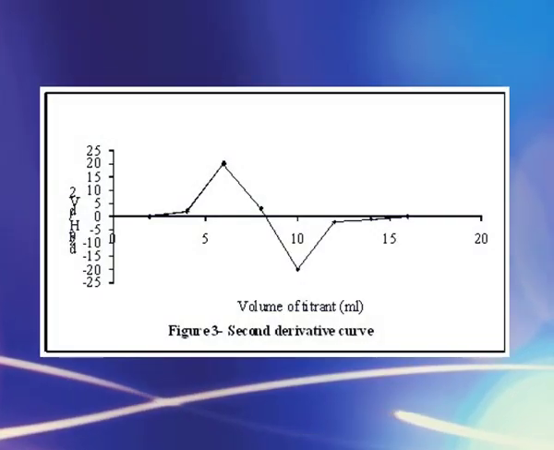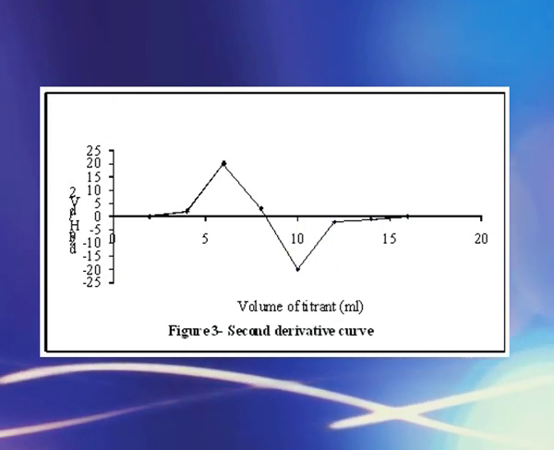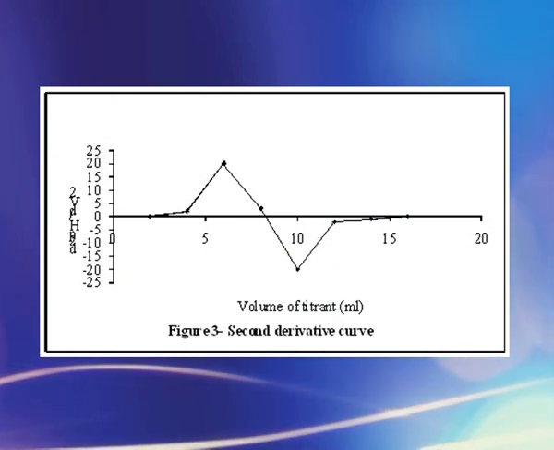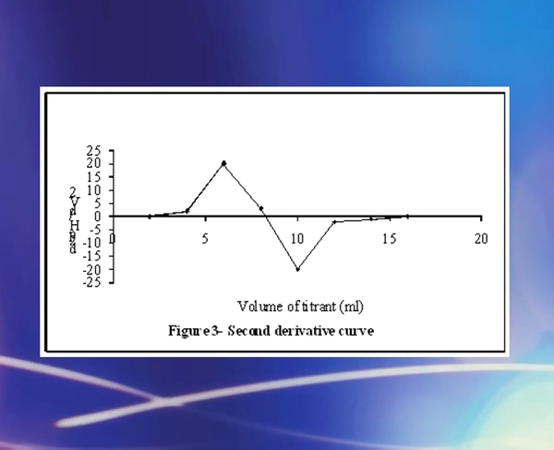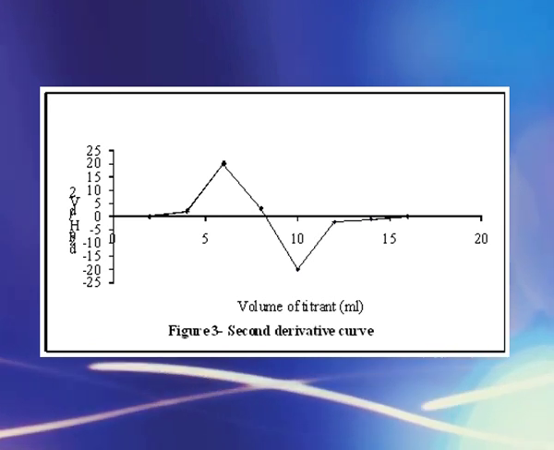Coming to our next figure 2, the second derivative curve. In the second derivative curve, we plot the slope of the first derivative curve, that is delta square E by delta V squared, against volume. The point on the volume axis where the curve cuts through 0 on the ordinate gives the endpoint. The point corresponds to the steepest point on the titration curve and the maximum slope of the delta E by delta V curve.